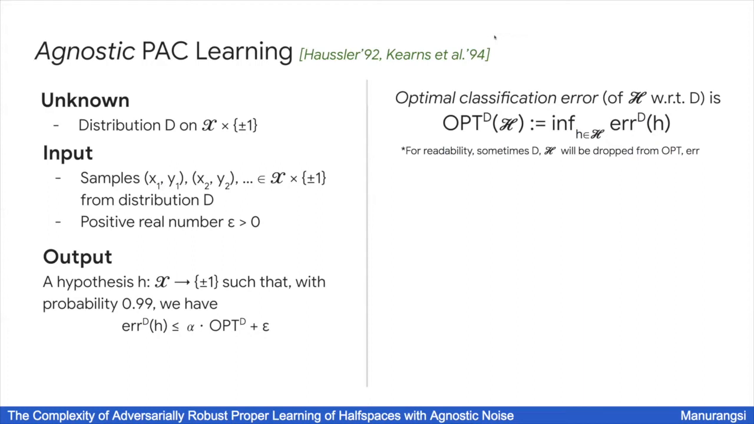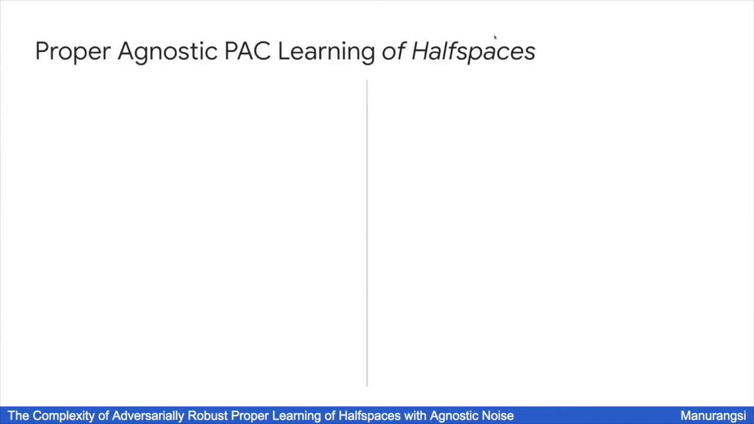Okay, so that's the agnostic PAC learning model. Everything we have discussed so far has been pretty abstract. So let us now be a little bit more concrete. Specifically, in this work, we will be focusing on the half spaces.